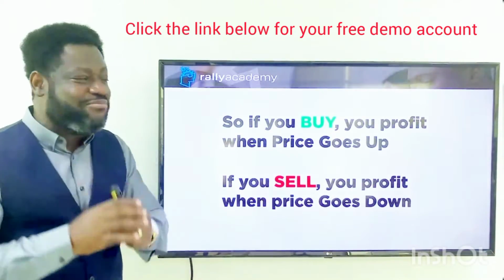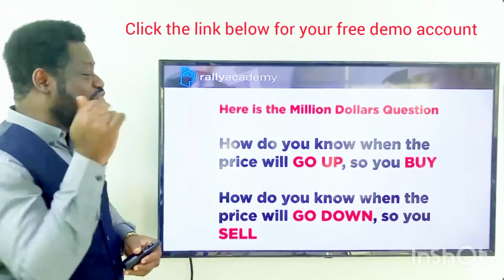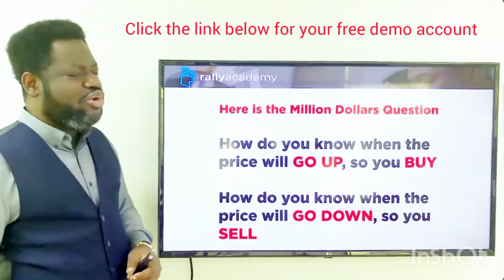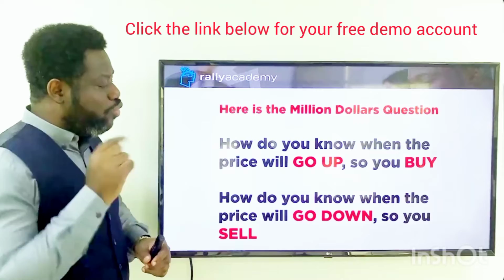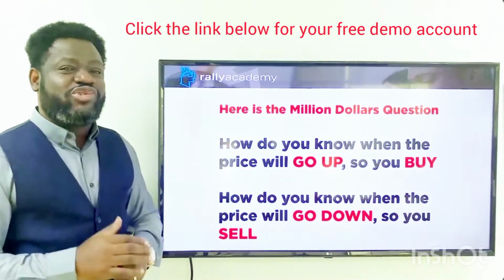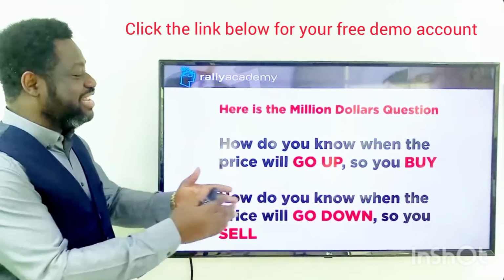Now, this is the $1 million question. I call it the $1 million question because this is actually where you make money in this business. The question is this: how do you know when the price will go up so you buy? How do you know when the price is going to go down so you sell? It is when you know this that you've answered the $1 million question and you can start making real money in this business of trading.